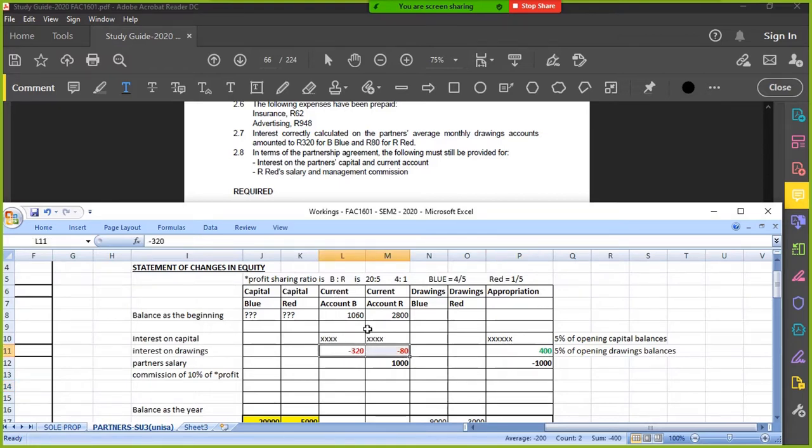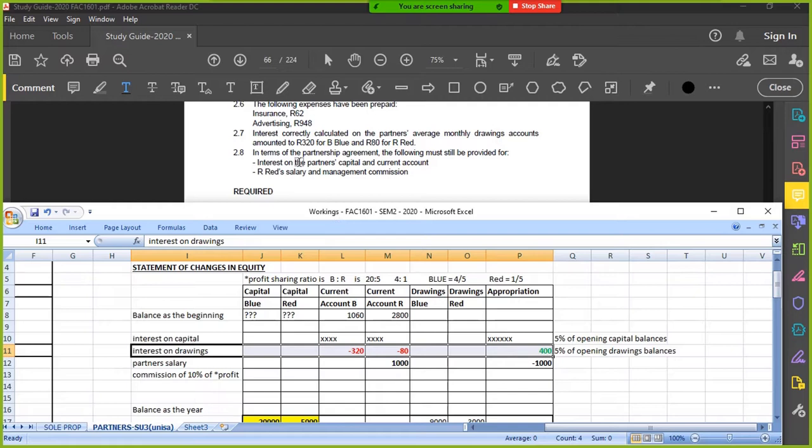If you're debiting those current accounts, you must credit the appropriation. If you credit the appropriation, you're going to have more that can be shared amongst the partners. Okay, hopefully that made sense. That's new. That you might want to go back and look at again later on.